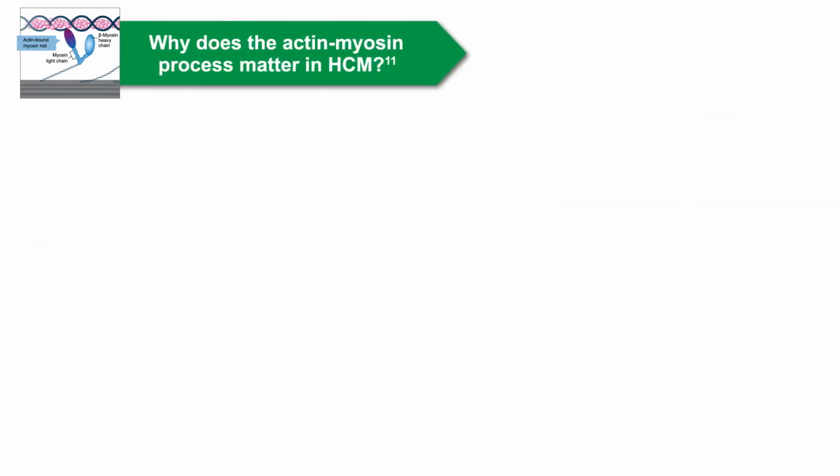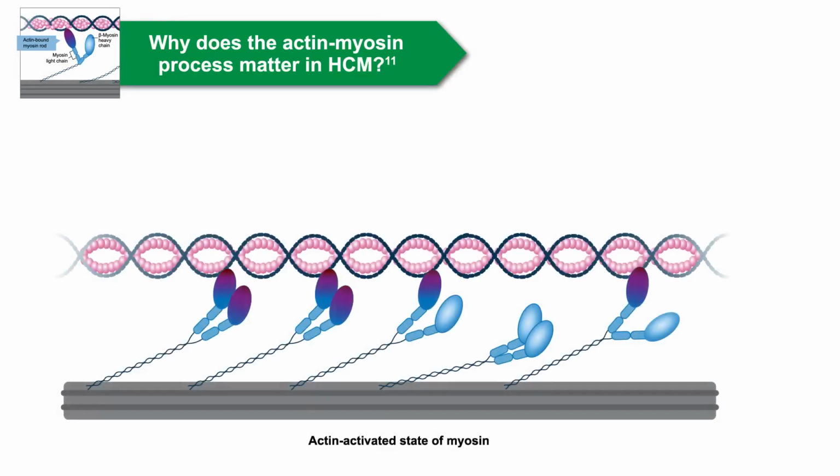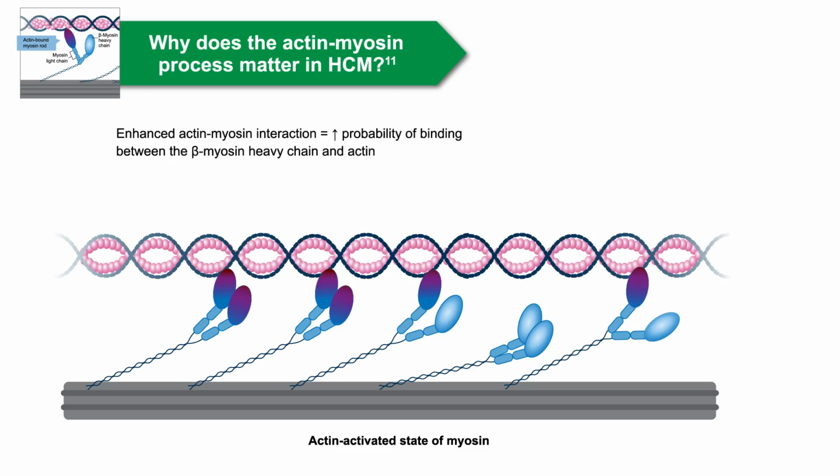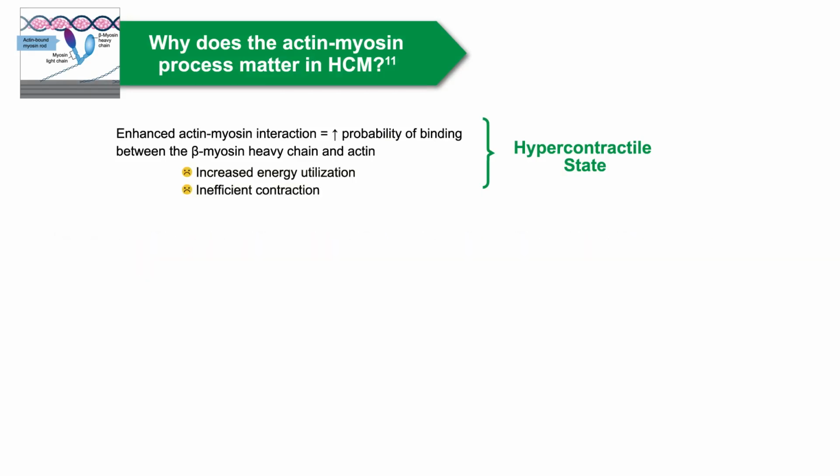Our understanding of this process of actin-myosin interaction is important in hypertrophic cardiomyopathy because it has been shown that, particularly in the case of mutations affecting beta-myosin heavy chain, this actin-myosin interaction is enhanced, such that the probability of binding between beta-myosin heavy chain and actin is increased, which results in what is often referred to as a hypercontractile state. This hypercontractile state is associated with increased energy utilization and inefficient contraction, which in turn stimulates a number of downstream pathways that result in compensatory hypertrophy of the cardiomyocyte.